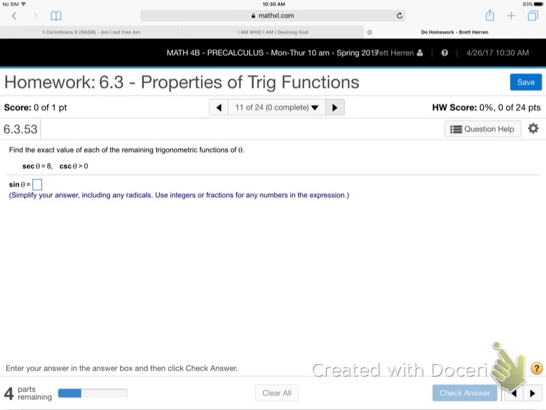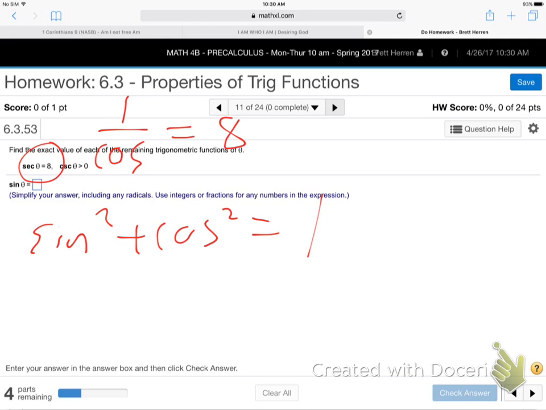All right. So what do you do with this thing? We want to use sine squared plus cosine squared as 1, right? Here's my thinking. I want to use sine squared plus cosine squared as 1, but to do that, I've got to have either sine or cosine. What can you do with secant? What is secant? It's the upside down of cosine. So that's basically saying 1 over cosine is 8. Secant is 1 over cosine. So that means cosine must be 1/8. Does that make sense?